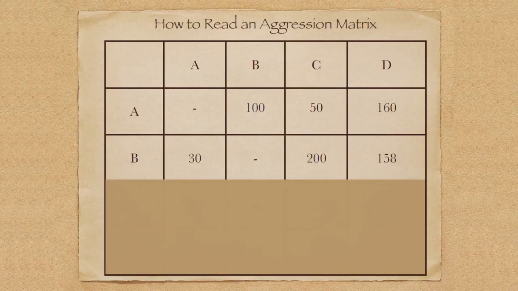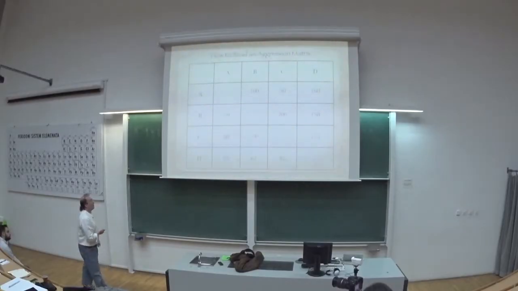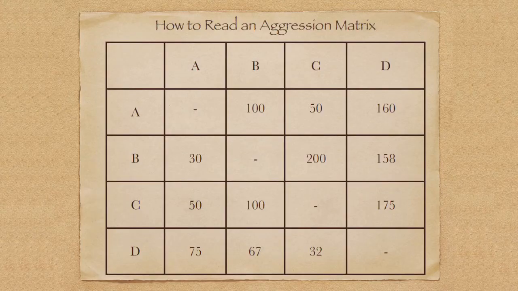And then the simulation will tell you about B's interactions and how many times it's beat up everybody else in the group. And you might see something like, well, B beats up A 30 times. B beats up C 200 times, and B beats up D 158 times. This is just a hypothetical example. And then you can fill it in for C and D. So what this is telling you is how many times one of the individuals in this left column, if you go across, how many times it's beat up everybody else in the group.